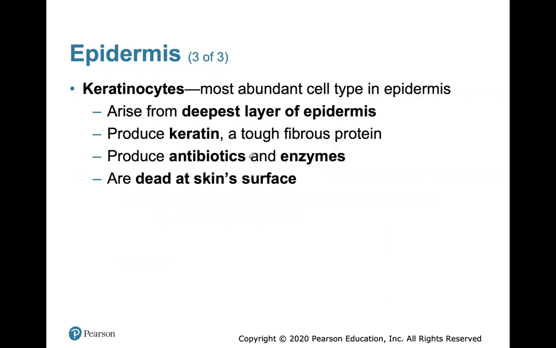Keratinocytes are the most abundant cell type. They produce keratin, which is a tough fibrous protein. They also produce some antibodies and enzymes, and they are dead at your skin surface.